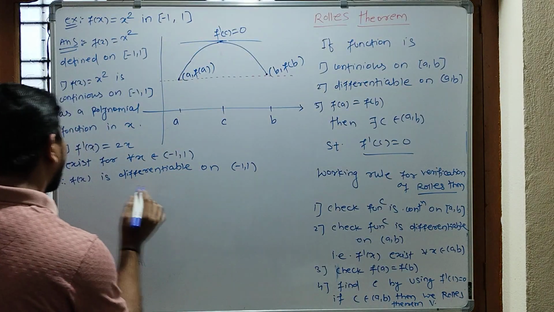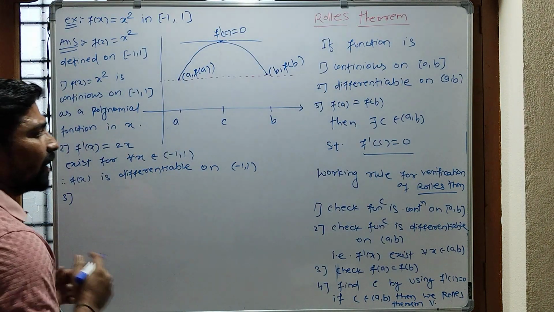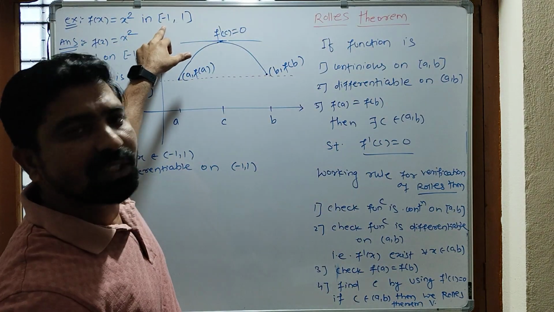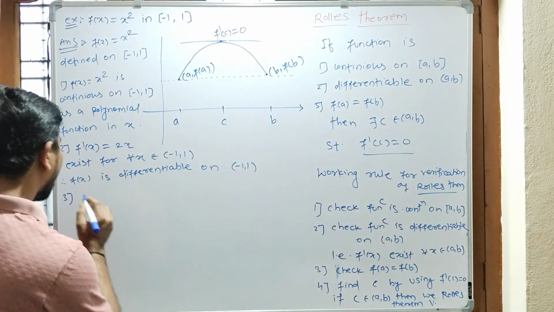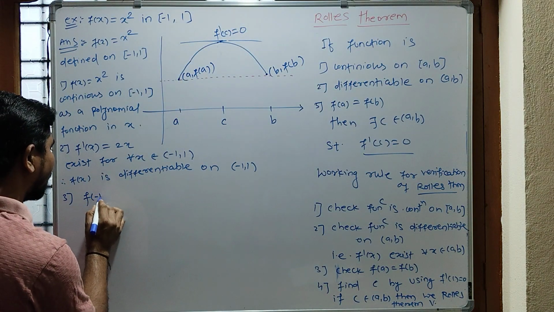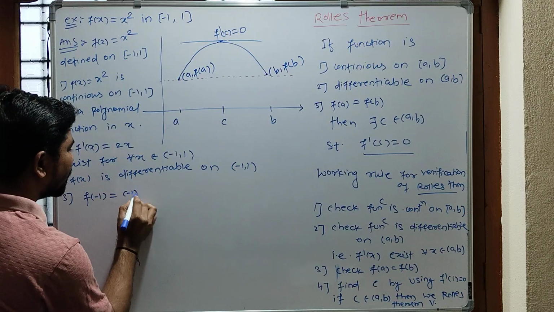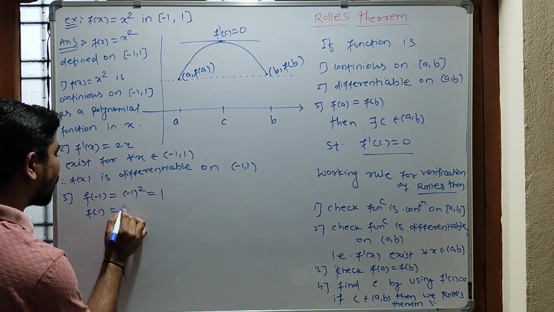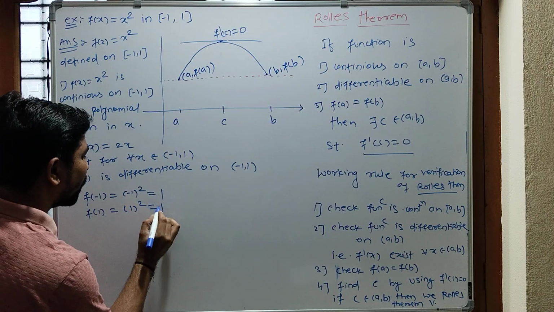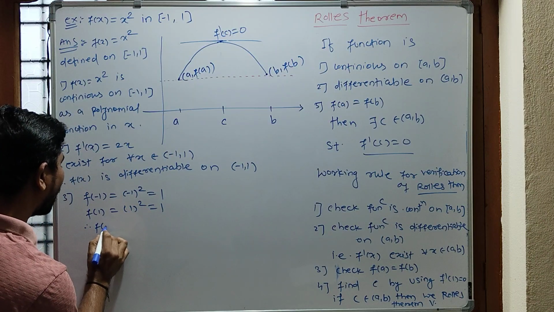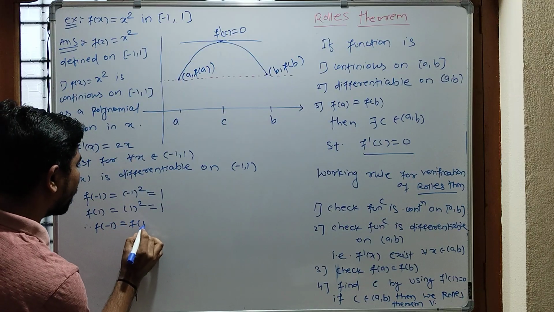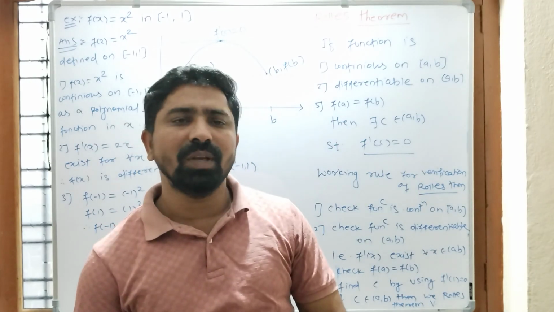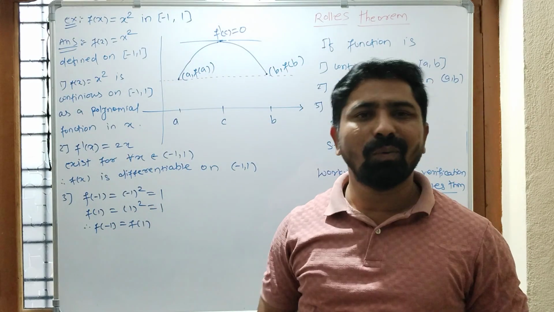Now check the third condition. Third condition is f of a equal to f of b. Here a is -1 and b is 1. Therefore f of -1 is equal to -1 square, which is equal to 1, and f of 1 is equal to 1 square, which is equal to 1. Therefore f of -1 equal to f of 1. Now the three conditions of Rolle's theorem are satisfied by the given function f of x equal to x square.